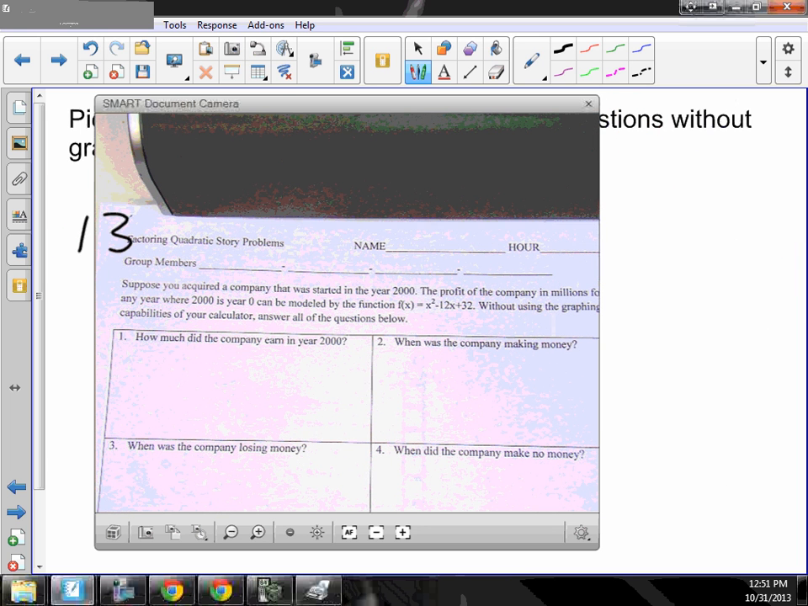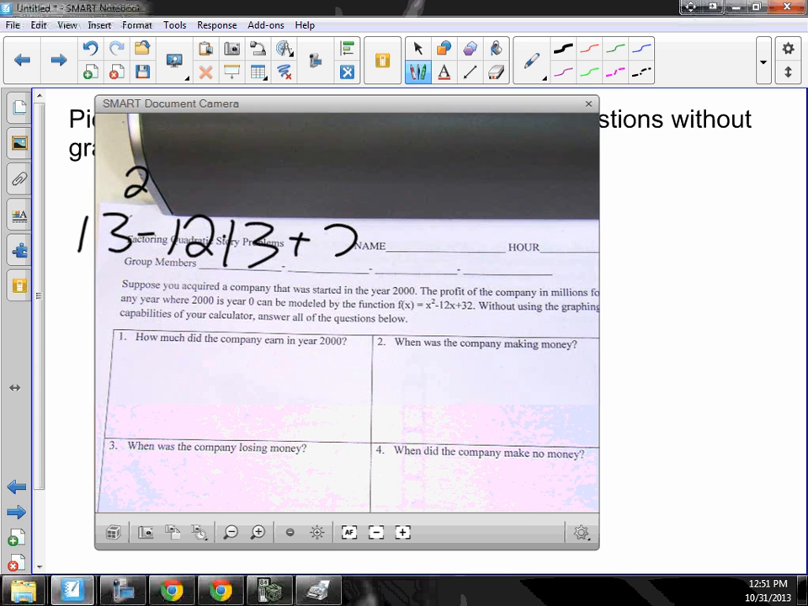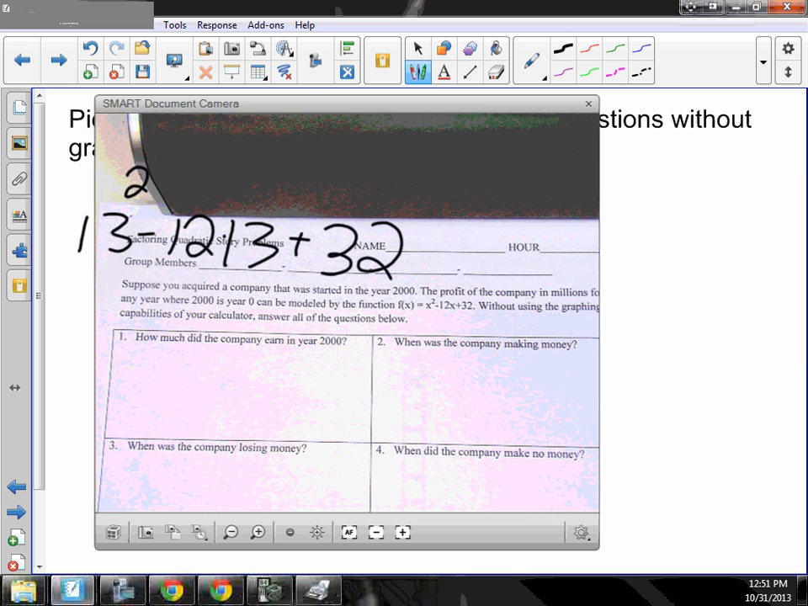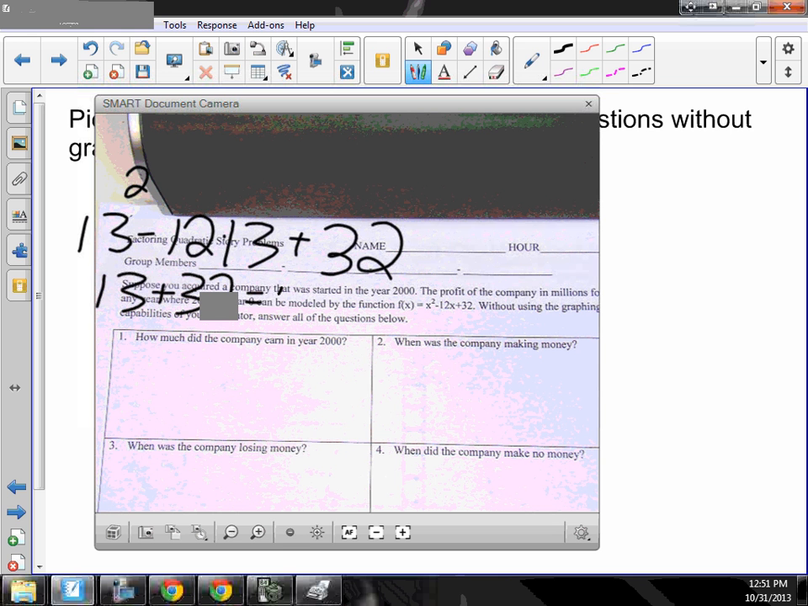So 13 squared minus 12 times 13 plus 32. Oh, look at this. I don't even need a calculator. If I have 13 13s and I subtract 12 13s, what do I get? 13. 13 plus 32 is 45 million.